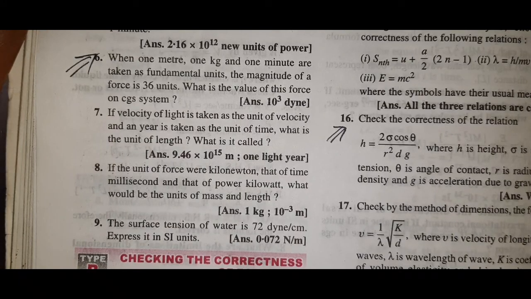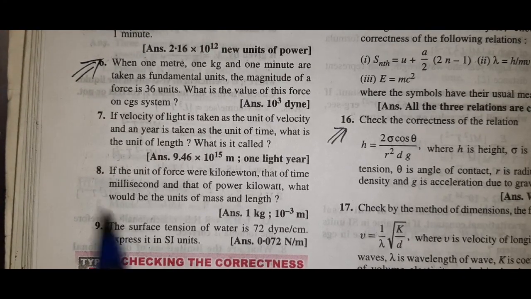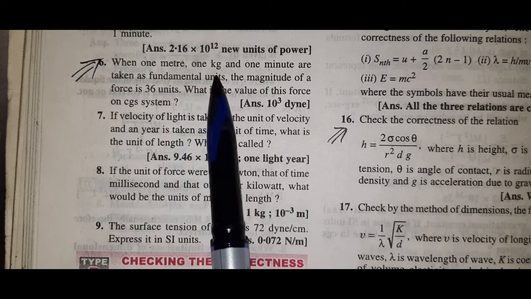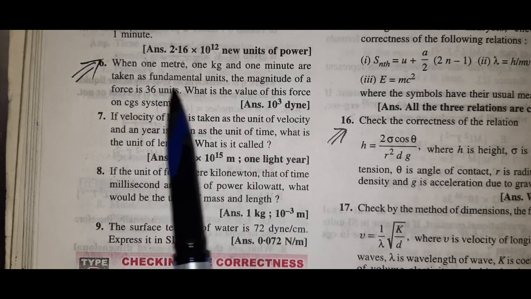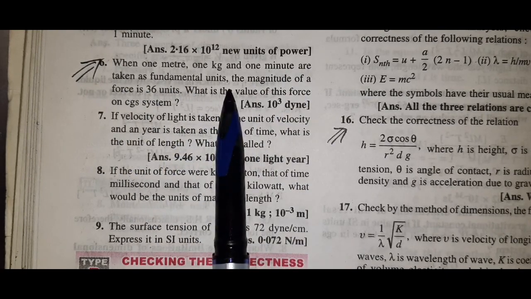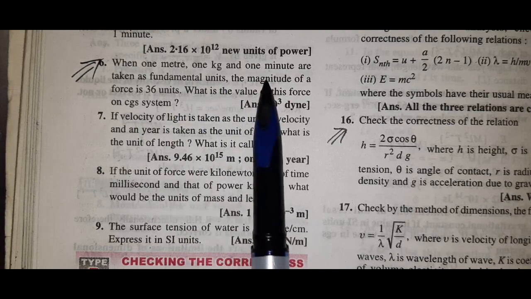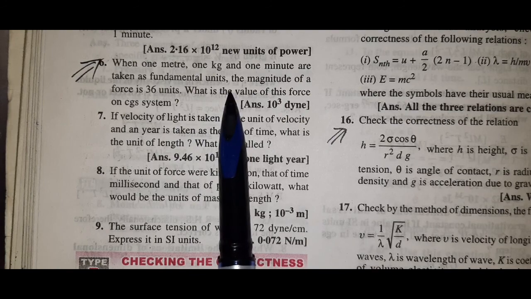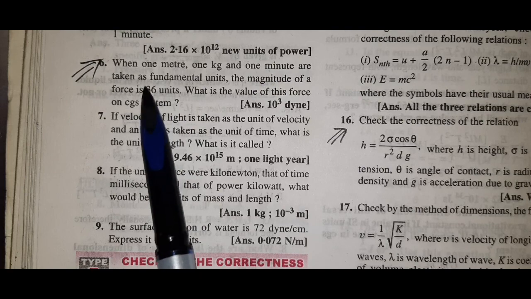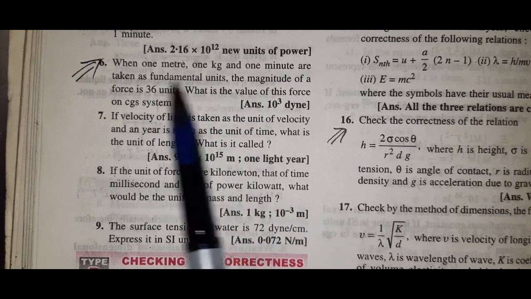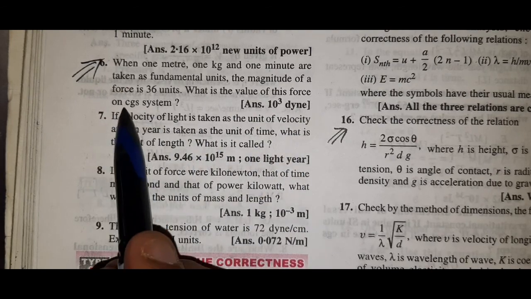Okay. Another problem. When 1 meter, 1 kg and 1 minute are taken as fundamental units, this is a system which is defined this way. The magnitude of force is 36 units in this given system. What is the value of this force in CGS?